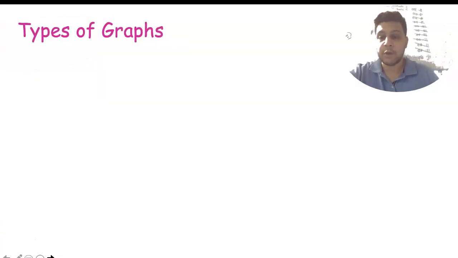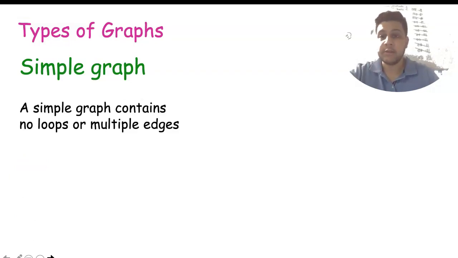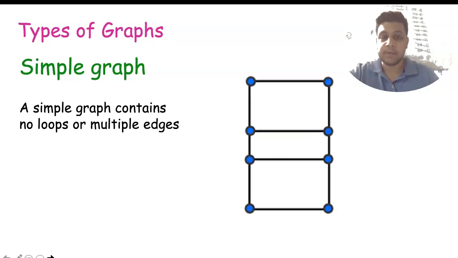Okay, so next bit is types of graphs. The first one we'll look at is what we call a simple graph. A simple graph contains no loops or multiple edges. So if we look here, we have no multiple edges and no loops. This here is a simple graph.